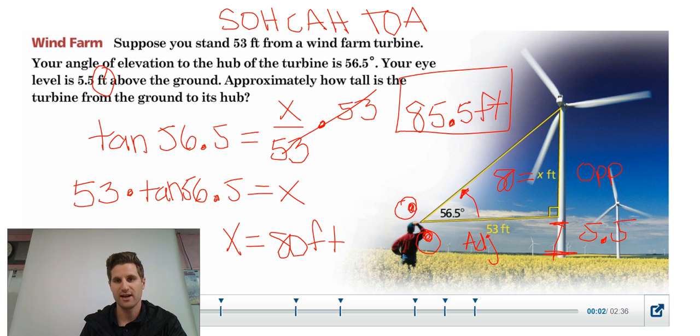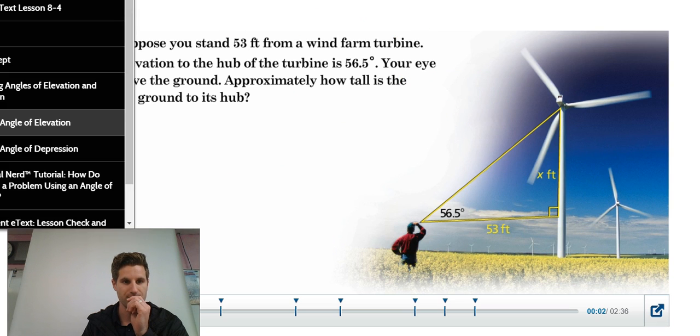Okay? Let's look at another one. That's a great problem for us. So let's go ahead and take a look at this next problem. And this will be our last one.